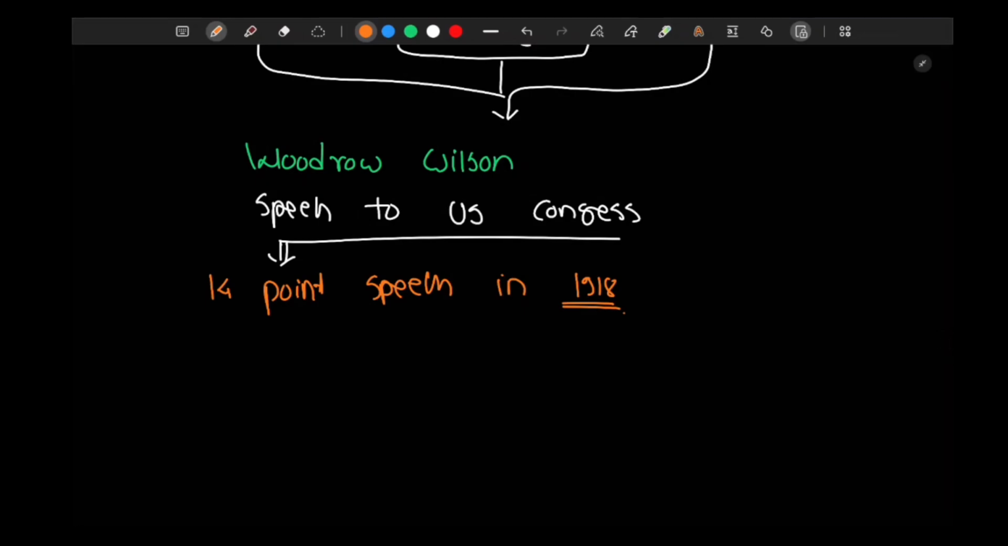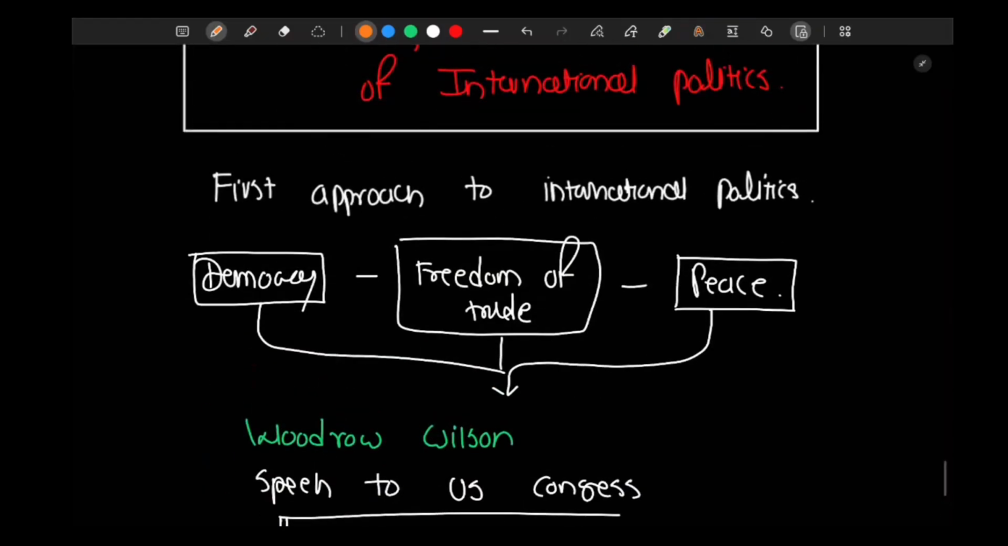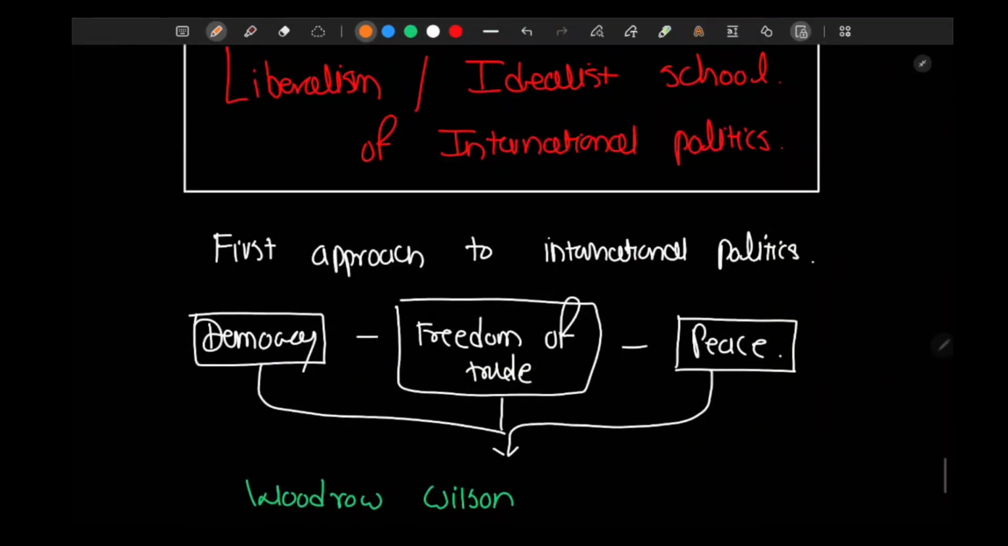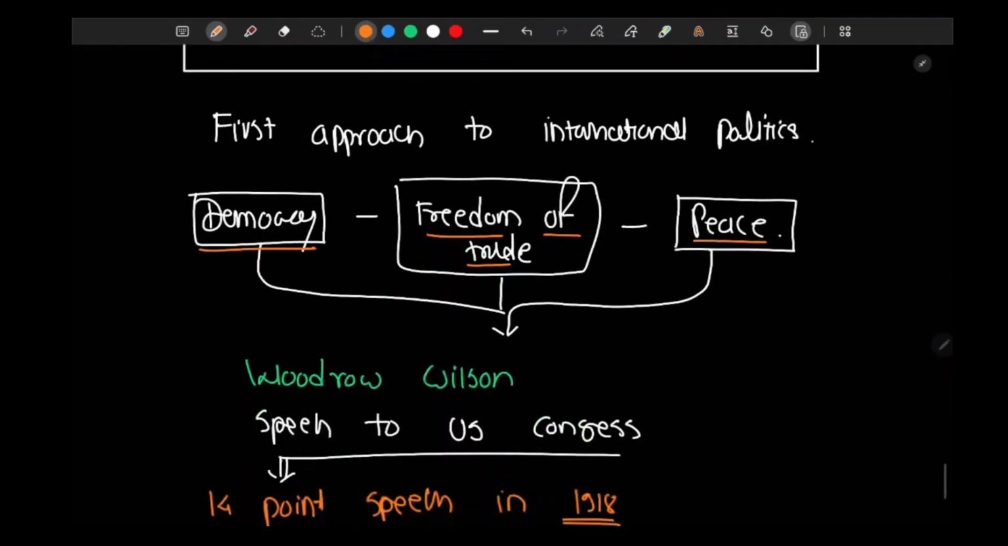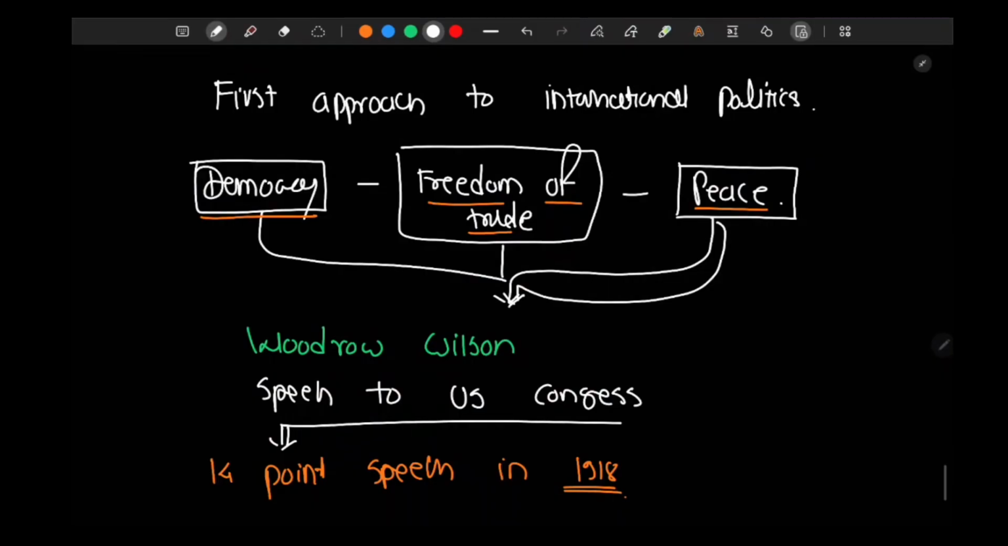The 14-point speech given by Woodrow Wilson in 1918 to the US Congress is the start of the idealist or liberal school of international politics. So what I started with, what is liberalism? It is democracy, it is freedom of trade, and it is peace. Mostly in the context of peace did Woodrow Wilson give his 14-point speech.